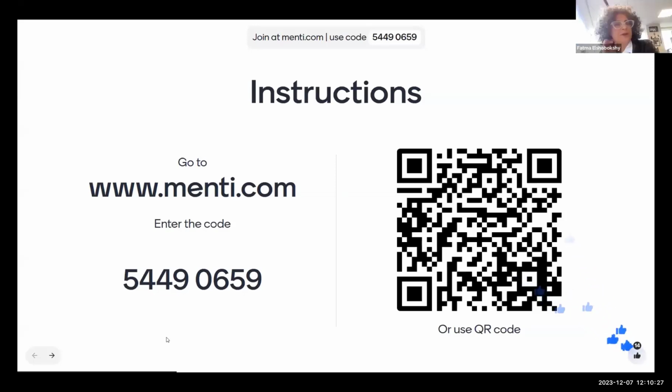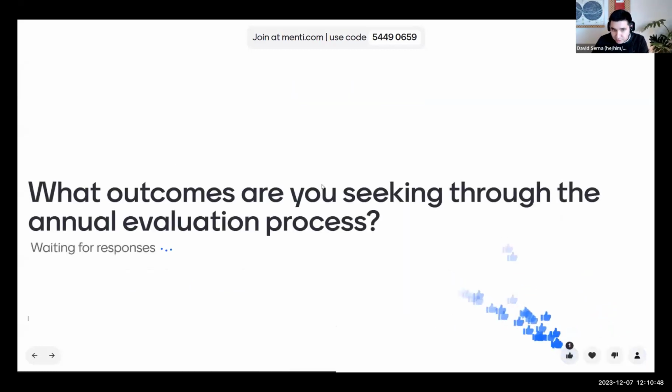David, can you put the code also into the chat, so when I move to the next slide question, they will be able to access it? You got it. So let me go ahead and put that code in the chat box as well. And can you also put, I can't see the question anymore. Yep, so let's go to the next slide and then we'll see the question. I did put the code in the chat box as well. Again, that's 54490659.